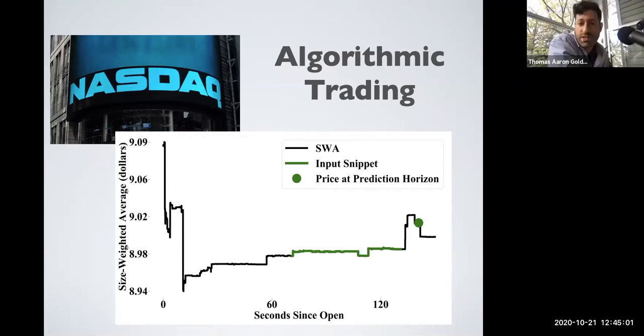So we're looking at this task of doing future value prediction. We're going to look at a 60-second snapshot of stock market data, and then we try to predict 10 seconds in the future, what is the value of that symbol going to do? Is it going to go up, down, or stay the same?